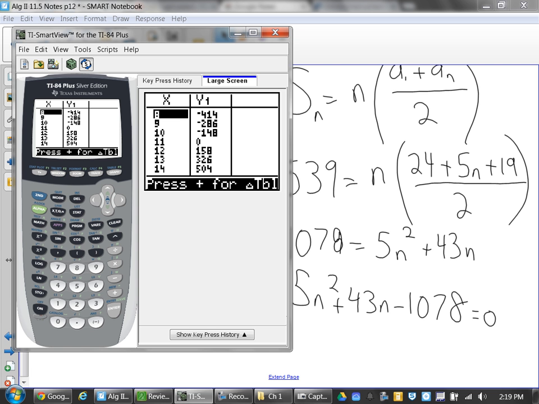What's wrong? When I put 11 in the X column, it comes up as 60. You have something typed in incorrectly. It's 5x squared plus 43x minus 1078, that's why. If it was 1018, then you're right. With 11, it would be 60, because I did that math in my head. Okay. There we go.